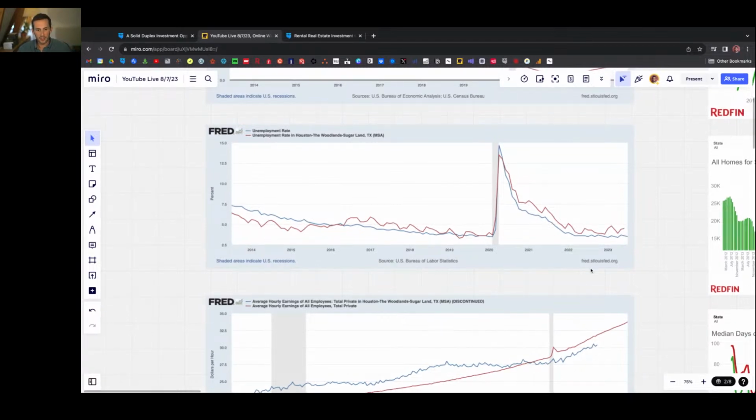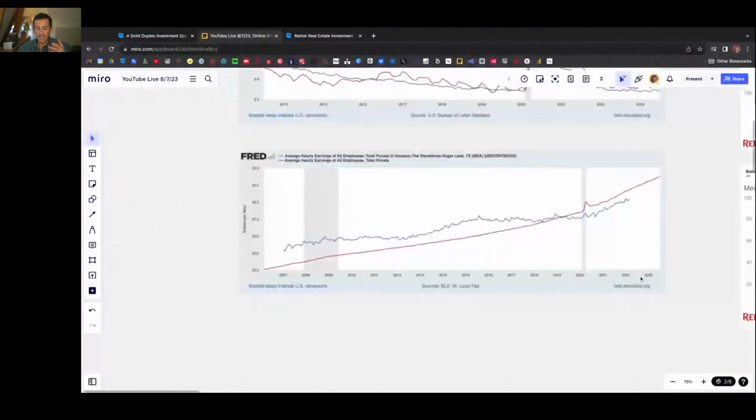Moving on to the third one, hourly wages. Because yes, it's good to have a population that is employed, but if wages aren't going up, if people aren't making more money, that will restrict property value growth, that will restrict rent growth. And what you can see here sort of jives with what we were looking at in the previous chart and tells us that yes, wages are going up in terms of average hourly earnings for all employees in the private sector in Houston. They're going up, but they're going up less than the US average.